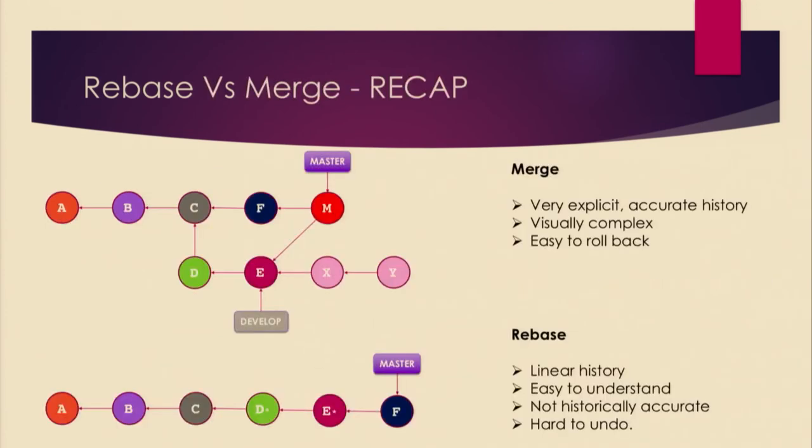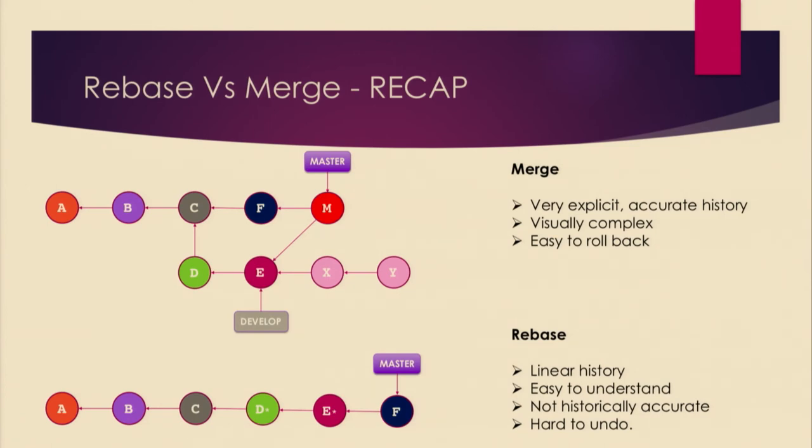All right, so quick recap of merging versus rebasing. Linear history, easy to understand, but it's not historically accurate. This is probably the biggest drawback of this. If you need any sort of audit or compliance checks on how your project got to where it is today, you do not get this. The upside is it's very easy to understand the progression of your project.